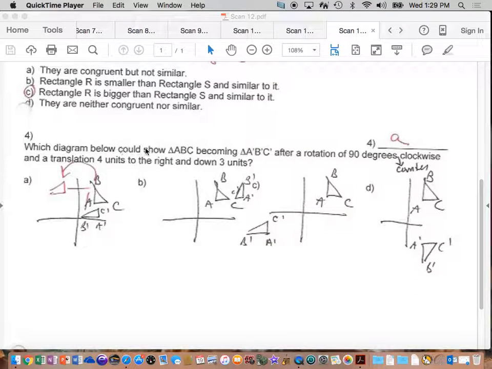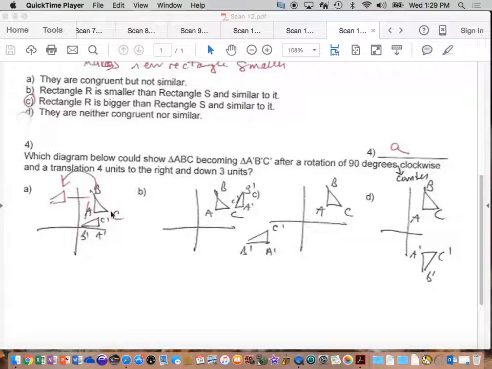And as far as this one goes, which diagram could show triangle ABC becoming A prime, B prime, C prime after a 90-degree counter... I had to put that in there. Clockwise, and a translation 4 units to the right and down 3. So a rotation would spin it up to here, then go right, go down. Once again, spin it, go right, go down. That's the only one that could possibly work. None of the others could possibly work.